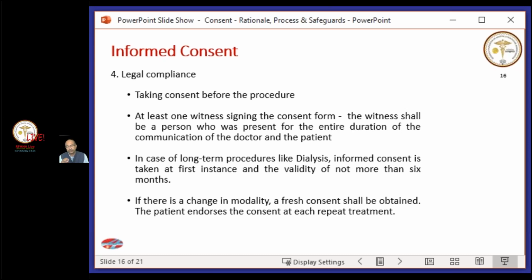So what it means is that you have a consent form in which in the first instance, the doctor and the patient have signed together and there is a witness. And in the same form, below that, there is a space for the patient to sign every time he comes for that repeat procedure. So if a person is coming for dialysis twice a week, then twice a week he should be signing on that consent form. So it is essentially that the same consent is being endorsed again and again, and this can continue for a period of 6 months. That is the requirement.